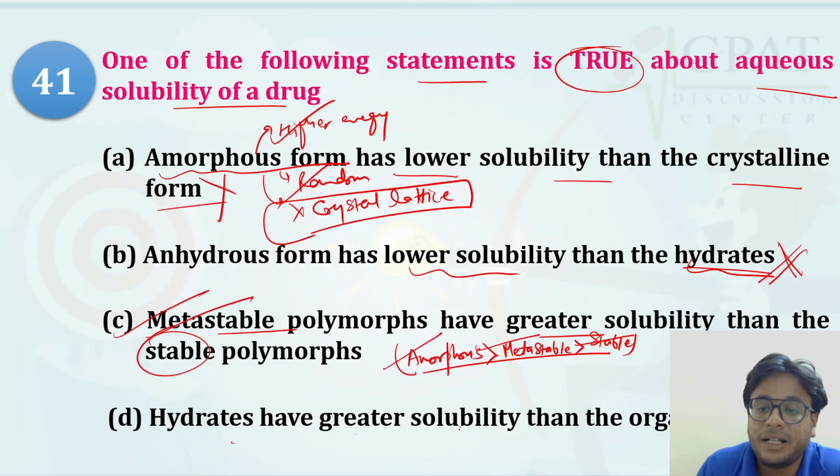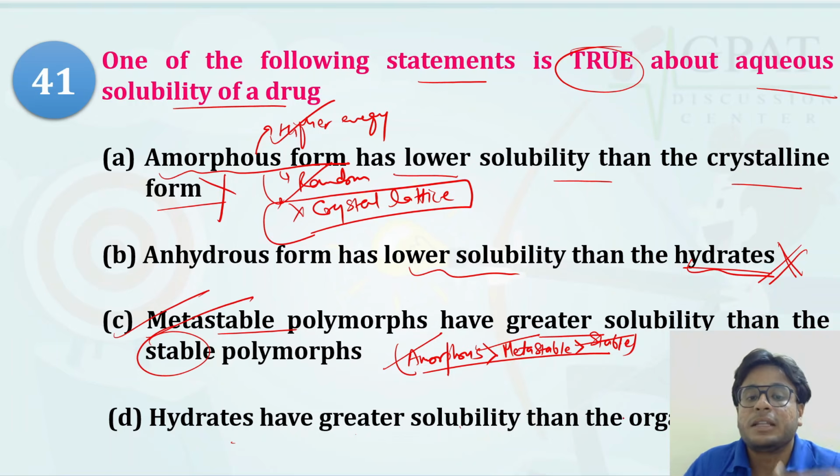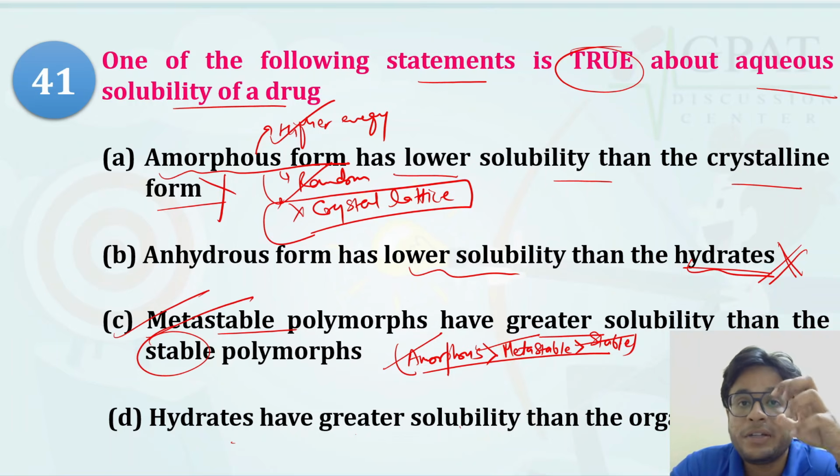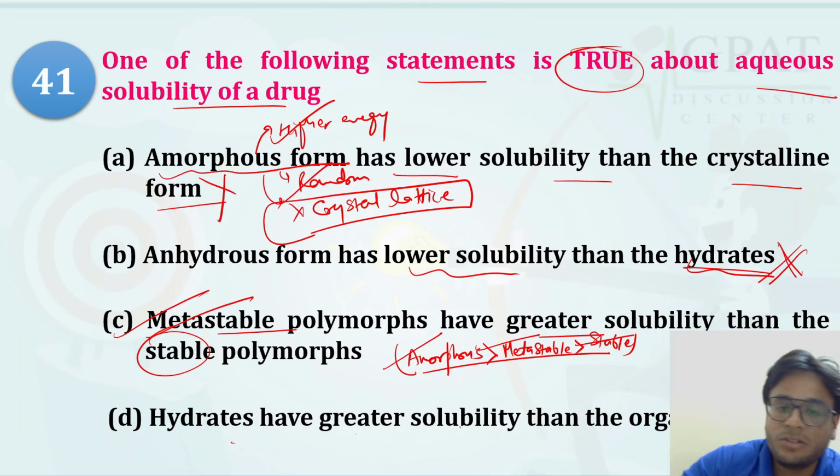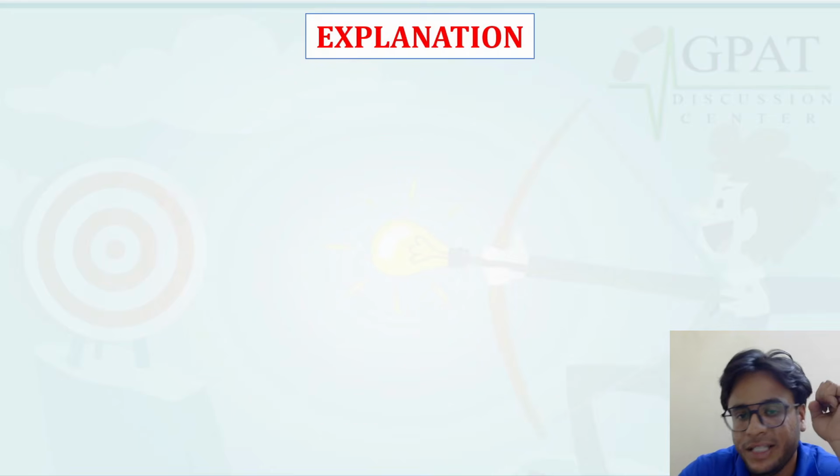The hydrate having a greater solubility than the organic solvate. No, the solvate always has a greater solubility because it does not have any water molecule associated with it, but the hydrates do. That's why the hydrates have a lesser tendency of solubilization. So C is the correct option, and we are moving towards our next question.